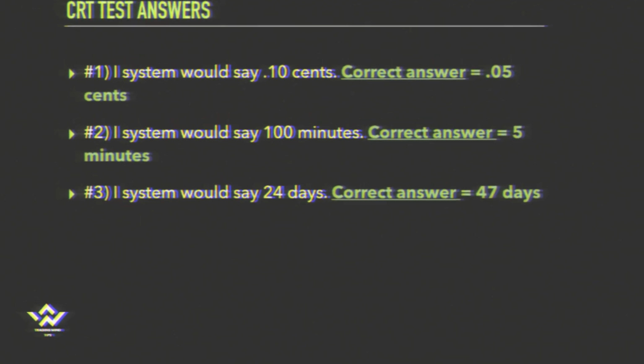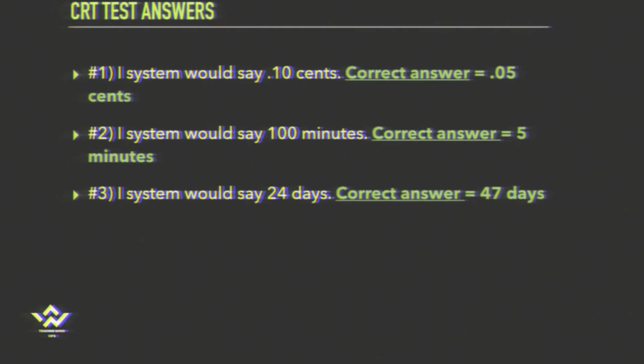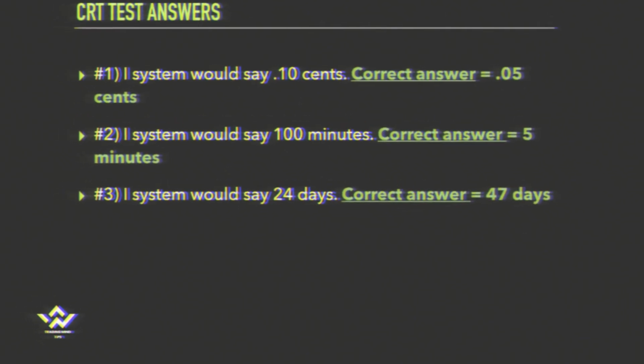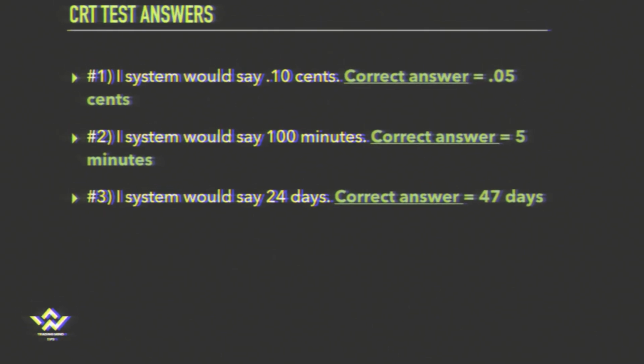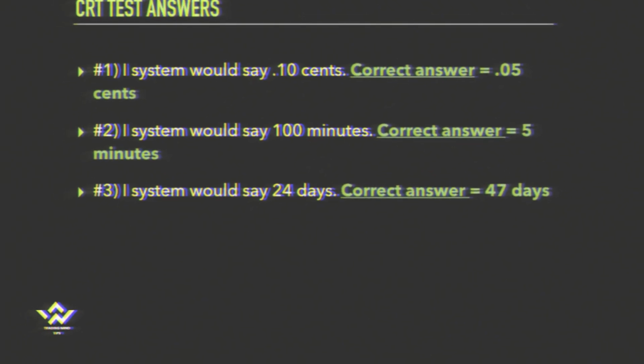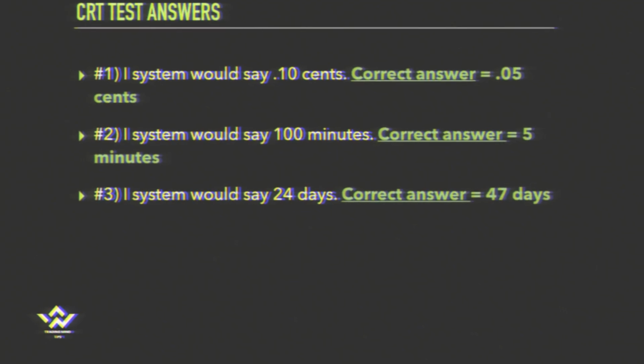Each of these questions uses our I and A system in some way or another. The answer to question number 1 would seem to be 10 cents if our I system was more dominant, but if we were using our A system, we would find that the correct answer is going to be 5 cents. For question number 2, our first reaction is to say 100 minutes if our I system was in control.